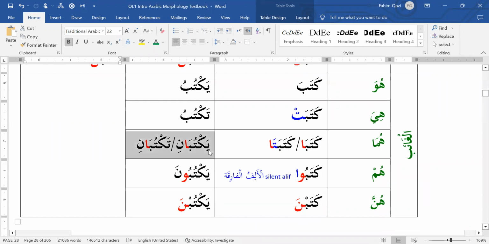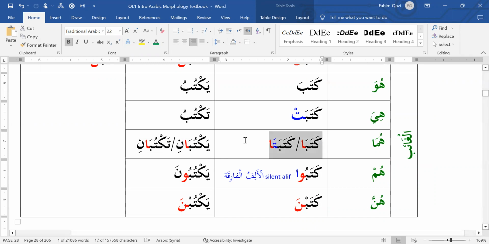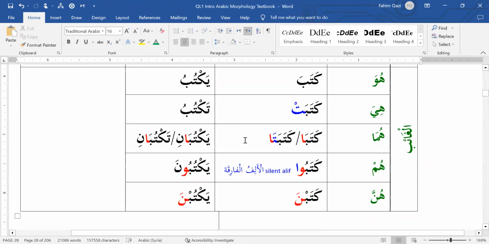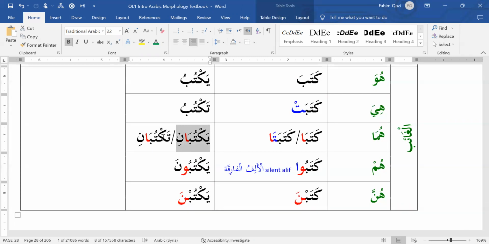Here, the fa'il is, in both the cases, yaktubani and taktubani, the fa'il is red alif, which means huma. What's the difference between kataba and katabata? And what's the difference between yaktubani and taktubani? Kataba is for two boys, katabata is for two girls. Yaktubani is for two boys, taktubani is for two girls. And if it's a boy, girl, or mixed male-female couple, then you just default back to yaktubani and kataba. Here, the fa'il is waw, and it means hum.